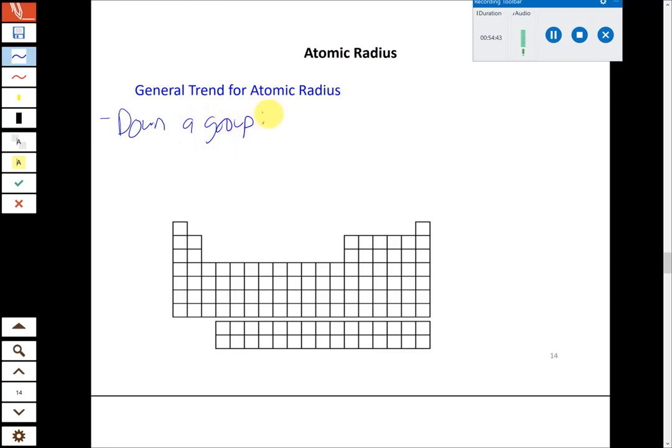As we talked about, the periodic table is arranged in terms of the principal quantum number n. As we go from top to bottom, we're going from n equals 1, 2, 3, 4, 5, and so on for that outer shell. So our principal quantum number increases as we go down a group.